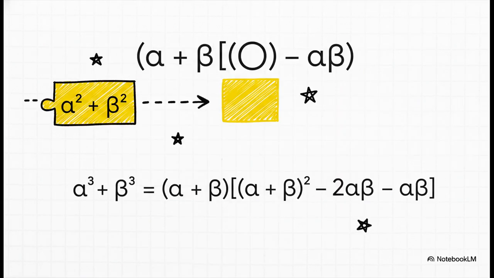So let's do the substitution. We're swapping out that alpha squared plus beta squared for our new tool, which is (alpha plus beta) squared minus 2 alpha beta. But wait, there was already a minus alpha beta in there, right? So we combine those and we end up with minus 3 alpha beta inside the brackets.